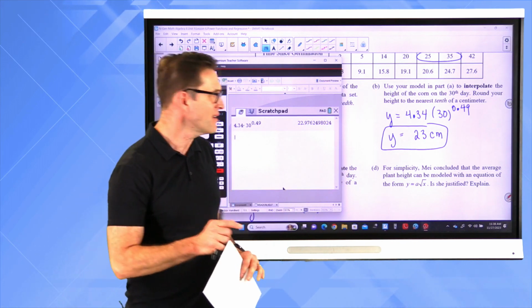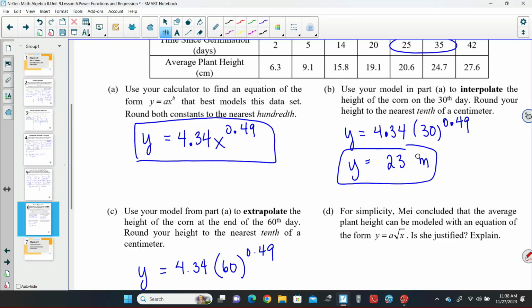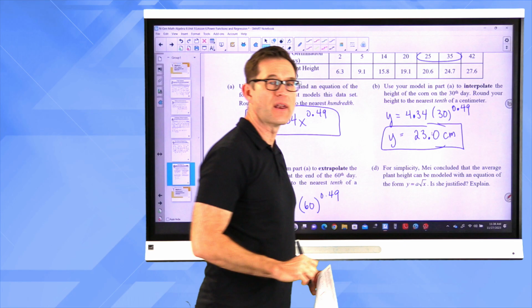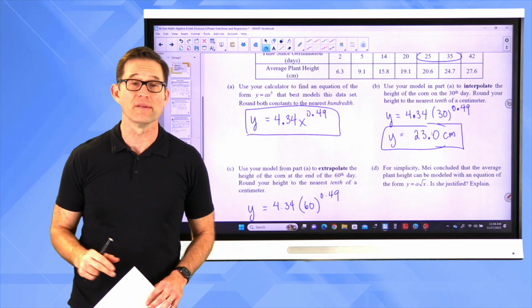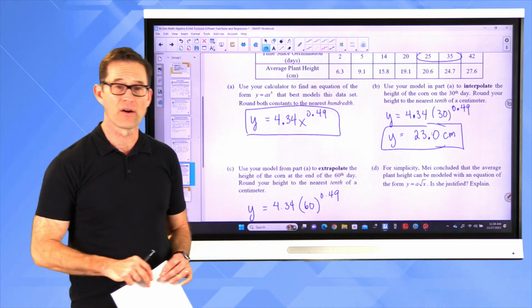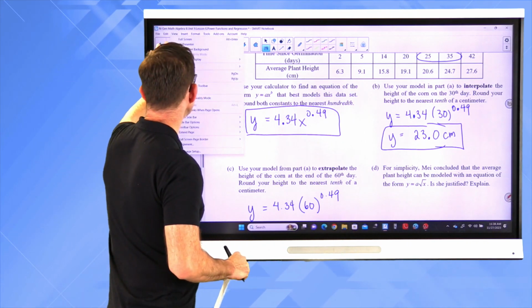22.976. So technically, if this is really to the nearest tenth of a centimeter, I should really have 23.0 centimeters, showing to the nearest tenth that actually rounds to 23.0. My apologies for that error. All right, let me kind of go back into this.